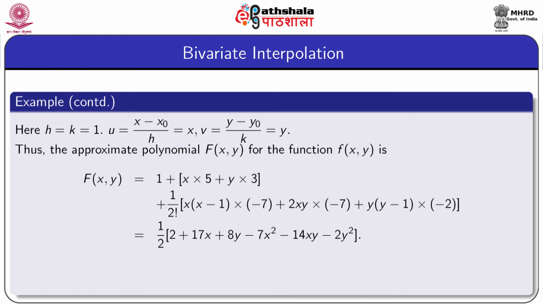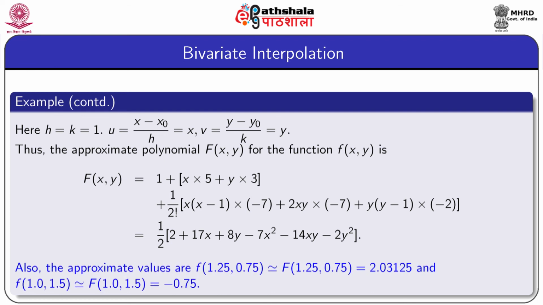Thus, the approximate polynomial capital F of xy for the function small f of xy is capital F of xy equal to 1, this is the value of f of x0 y0, plus x into 5 plus y into 3 plus 1 by factorial 2 into x into x minus 1 into minus 7 plus 2 xy into minus 7, this is the value of delta xy, plus y into y minus 1 into minus 2, this minus 2 is the value of delta yy. After simplification, this expression reduces to half into 2 plus 17x plus 8y minus 7x square minus 14xy minus 2y square.